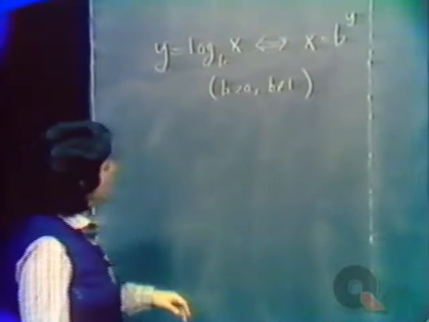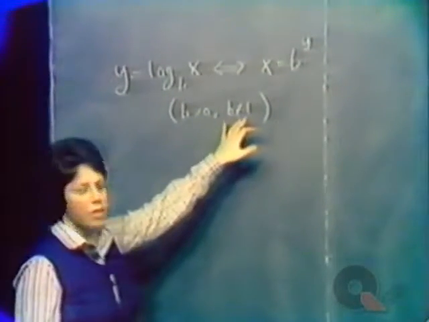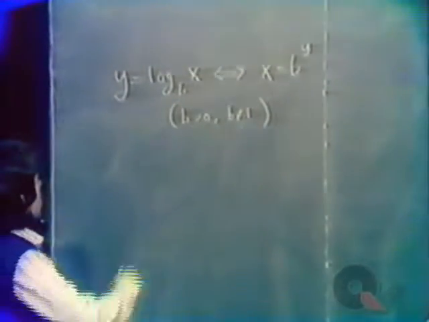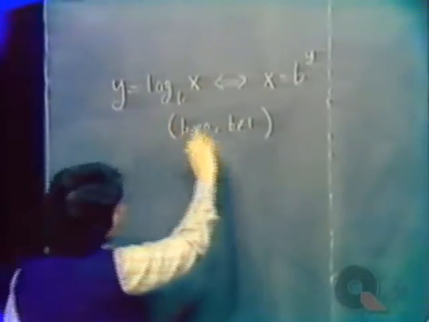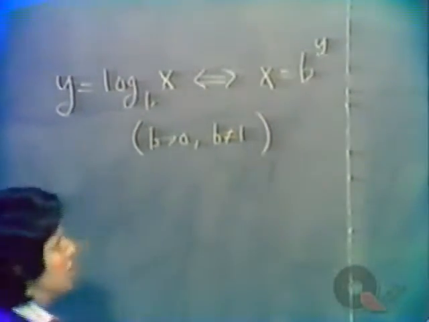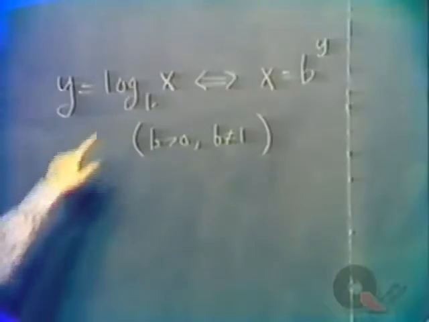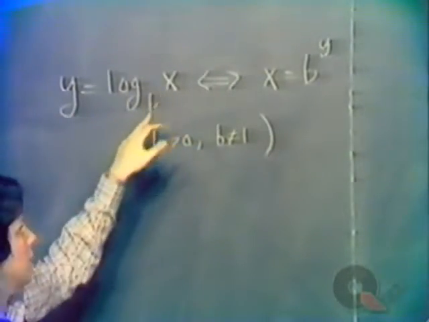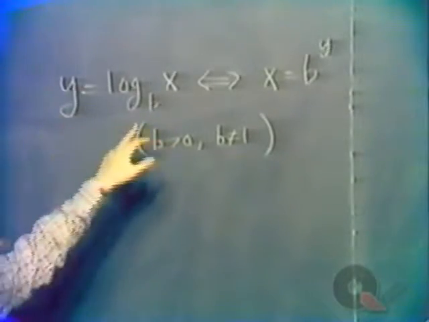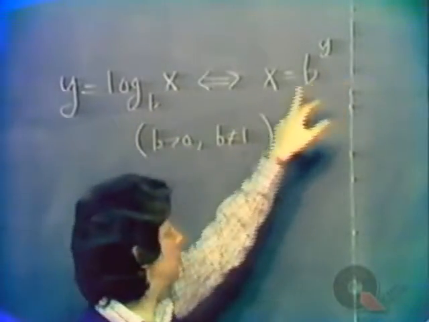If we have a positive number b, which is not 1, when we say y is the log of x to the base b, this is equivalent to saying x is equal to b to the y power. That is, if y is the log of a number x to the base b, y is the power that you have to raise the base to get the number x.